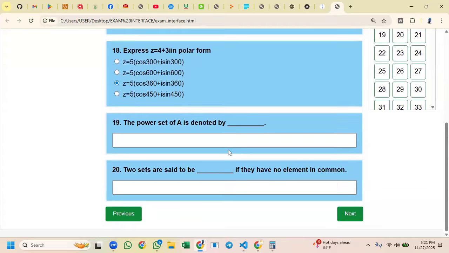Now, the power set of A is denoted by, that one is just a standard thing in sets. When you are doing power set, the power set of A will be P with brackets around A, all in capital letters.